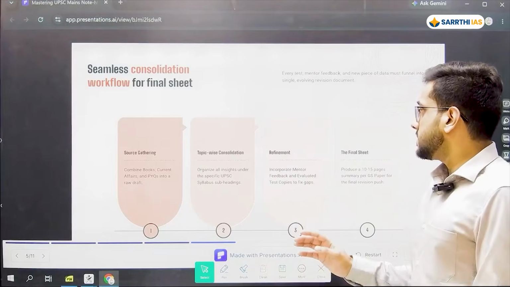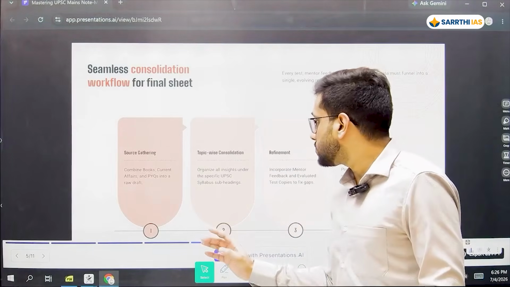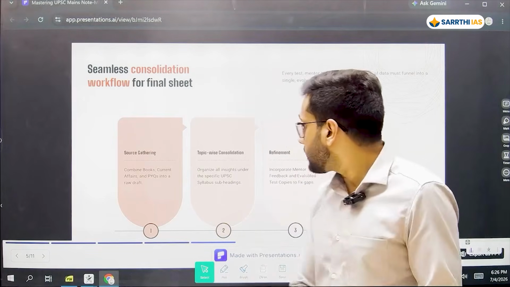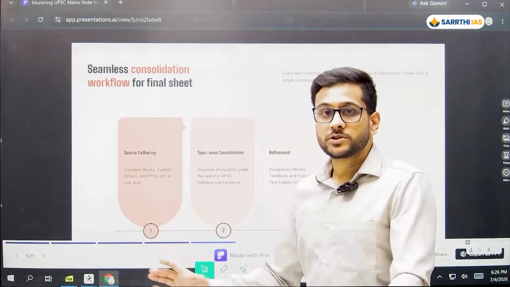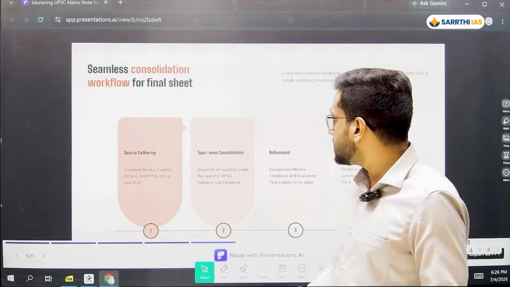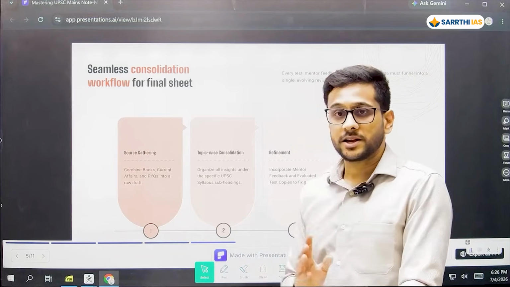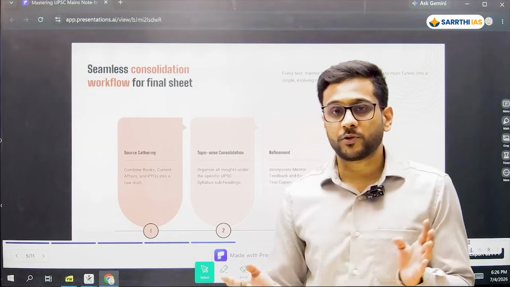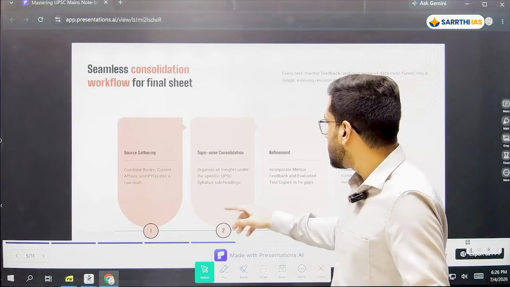Okay. So first, you have to know source gathering. What all sources you have to refer. You have to combine your standard textbooks, NCERTs. You have to combine current affairs, PYQs into a raw draft, and you have to integrate it with value addition.